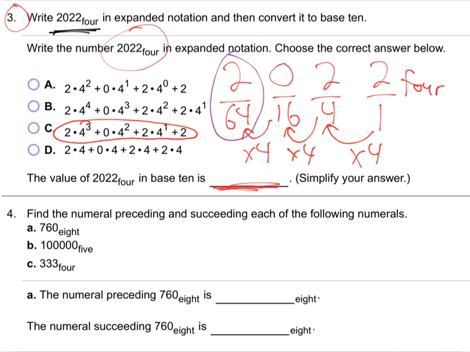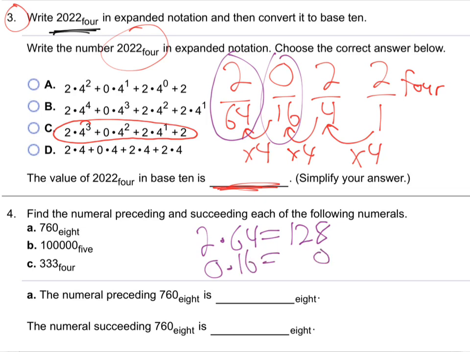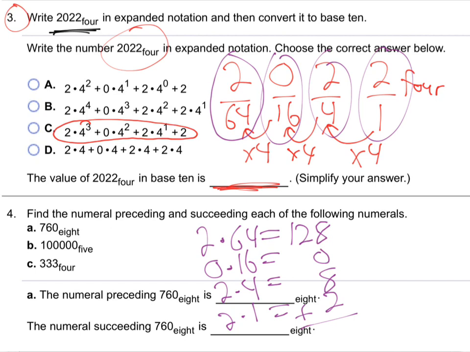So what is 2 64ths? If I say I've got 2 groups of 64, that would be 2 times 64. You just calculate if you need to, 128, right? No 16s, no 16s is just nothing. 2 4s is 8. And 2 1s is 2. And then we just add those up. What is that? 138? That's the number 138.